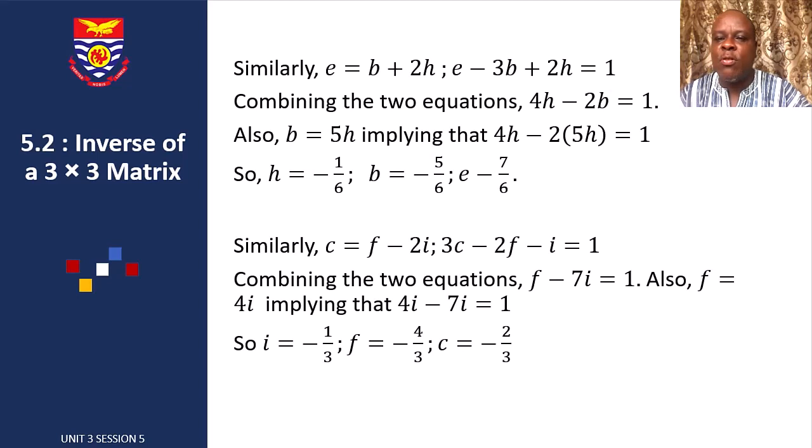C is equal to F minus 2I, and 3C minus 2F minus I is equal to 1. When we combine these two equations, we'll have F minus 7I is equal to 1. Now, we know that F is equal to 4I. And so, by way of substitution, we have I to be 1 over 3, F to be negative 4 over 3, and then C to be negative 2 over 3.